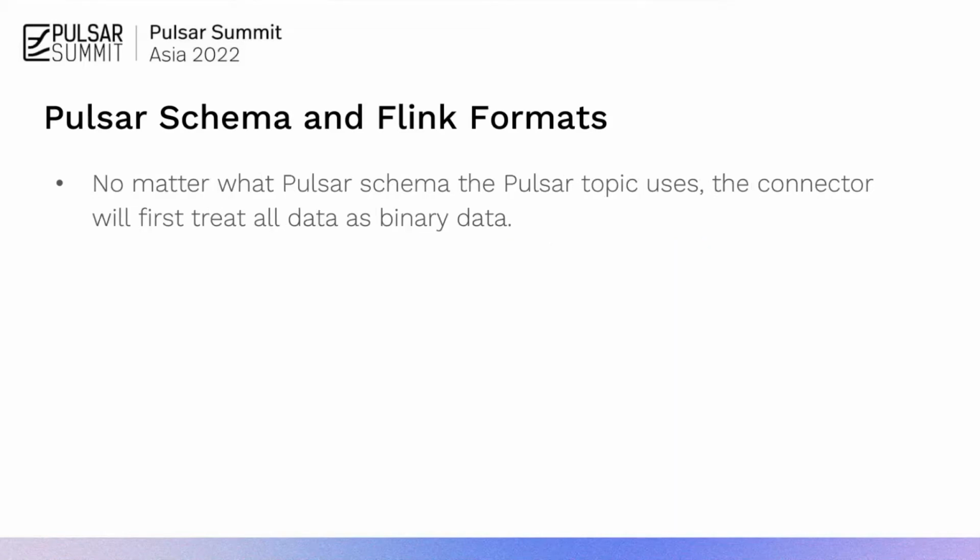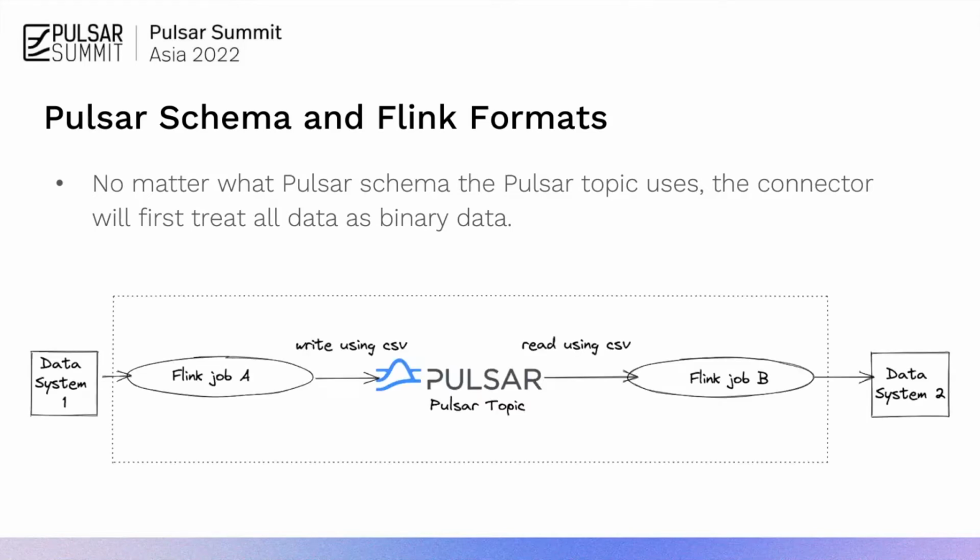Well, we must be careful that Flink only treats all data as binary data, no matter what the Pulsar schema the topic uses. From Flink's point of view, they're all binary data. And this means that the Flink formats can go beyond the limitation of the Pulsar schema. Let's look at this example. Let's say we have a Flink job A, it reads from some data source, and it's writing using CSV format. Notice that Pulsar does not have a CSV schema here. So from Pulsar's point of view, all it received is just some binary data.